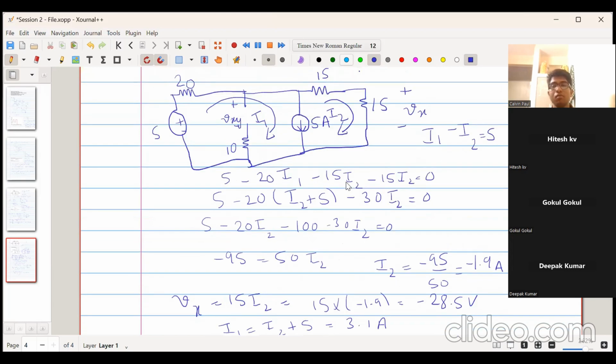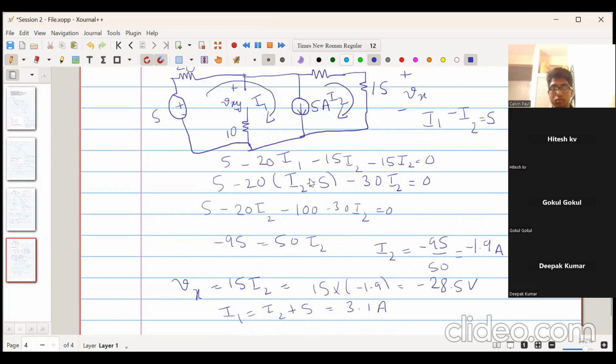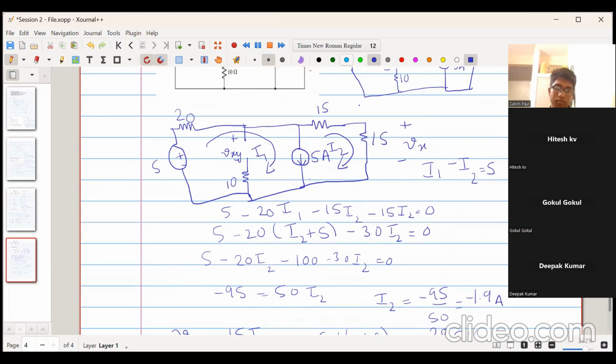Sir, can you please explain the KVL equation, sir? How you put the KVL equation while doing the mesh analysis for this one? The very first line. So I go from here to here. So plus 5 volt. Then the drop across the resistor will be minus 20 I1. Then I will proceed further. It will be minus 15 into I2 for this resistor. Further minus 15 into I2 for this resistor. And then further the circuit is complete.